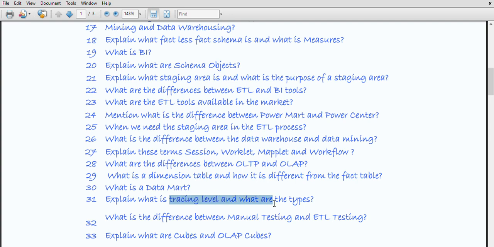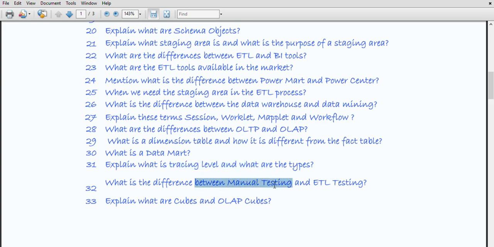Then what is meant by tracking level and what are the types? Tracking level is the amount of data stored in a log file, and it can be classified into two types, normal and verbose. Normal level explains the tracking level in a detailed manner, while verbose explains the tracking level at each and every row.